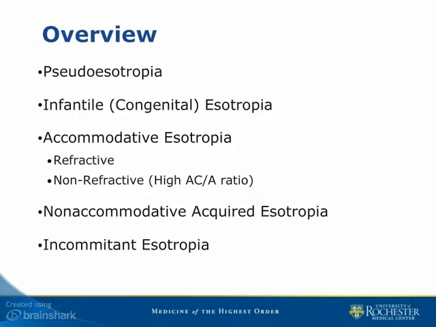So the BCSC volume breaks esotropia down into 5 general categories. The first is pseudoesotropia. Second is infantile, or some people call it congenital esotropia. Then there's the group of accommodative esotropia, which includes refractive, which is typical accommodative esotropia, as well as non-refractive, which is called high ACA ratio accommodative esotropia. The last 2 are non-accommodative acquired esotropia and concomitant esotropia.